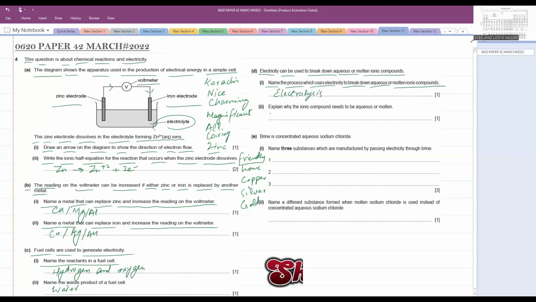Part two, explain why the ionic compound needs to be aqueous or molten. We call the idea of free moving or mobile ions for the conduction of electricity. So the answer will be mobile ions.